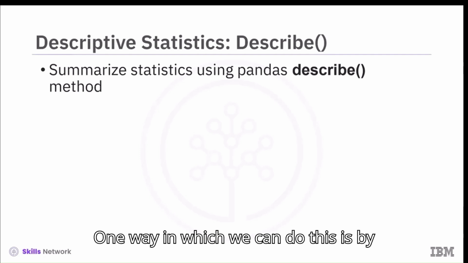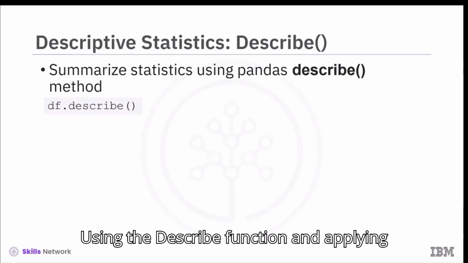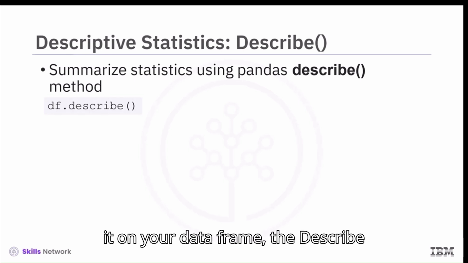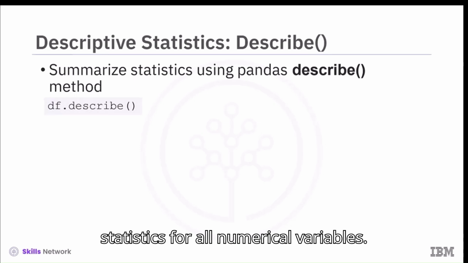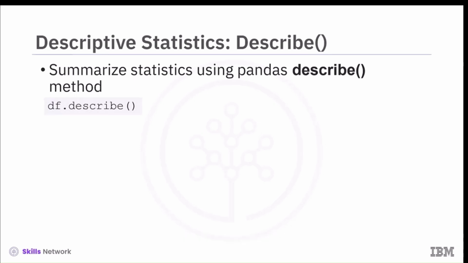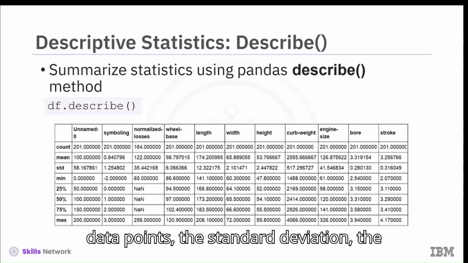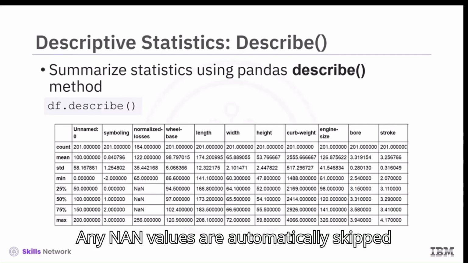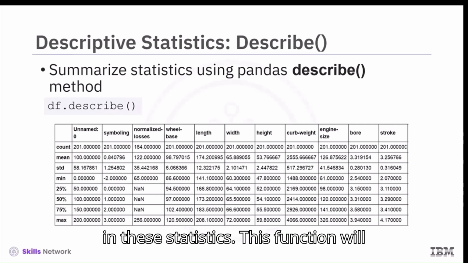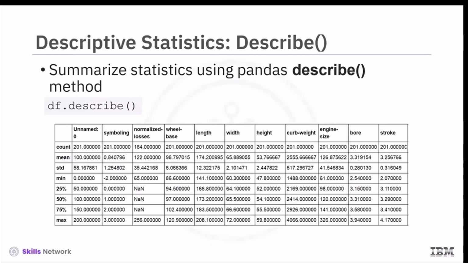One way in which we can do this is by using the describe function in Pandas. Using the describe function and applying it on your data frame, the describe function automatically computes basic statistics for all numerical variables. It shows the mean, the total number of data points, the standard deviation, the quartiles, and the extreme values. Any NaN values are automatically skipped in these statistics. This function will give you a clearer idea of the distribution of your different variables.